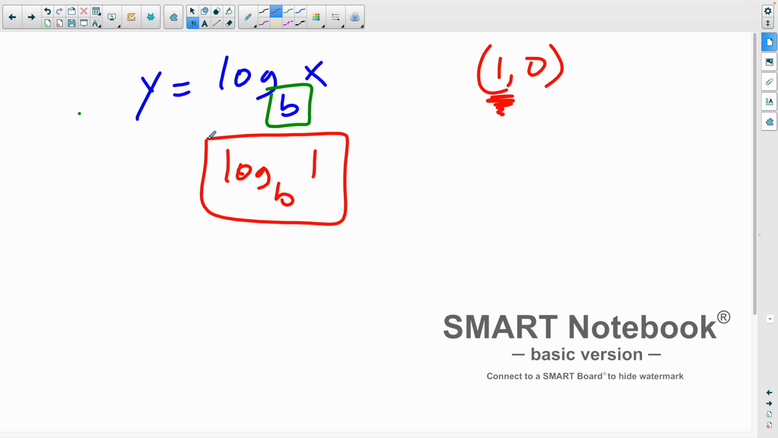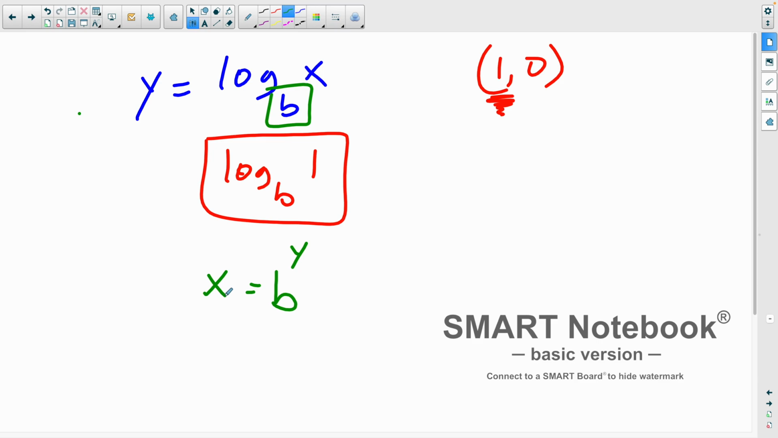Now, if you were to look at this, we spent a lot of time before the break, right before our last week, changing these from exponential to log. If I put this back in exponential form, this would be b, the y would be there, and the x would be here. b to the 0 power, anything to the 0 power is equal to 1. So that's what we're seeing there.